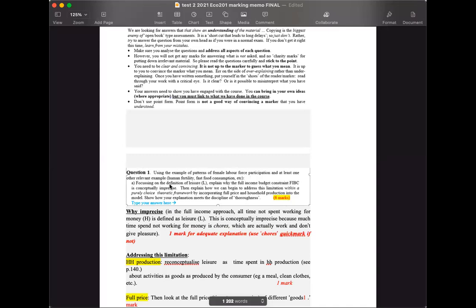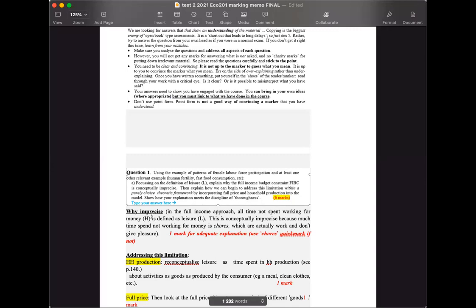So you had to start off by defining leisure. So what is leisure? What do we know it as? Then go on to discuss the conceptual imprecision of the full income budget constraint. Then address the limitation within a purely choice theoretic framework through the incorporation of full price and household production concepts into the model. Then go on to show the explanation meeting the discipline of thoroughness.